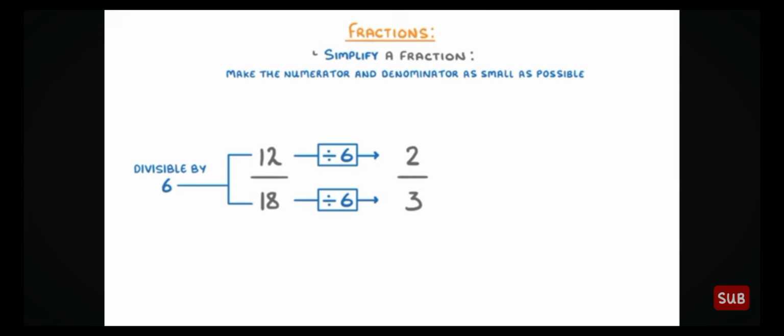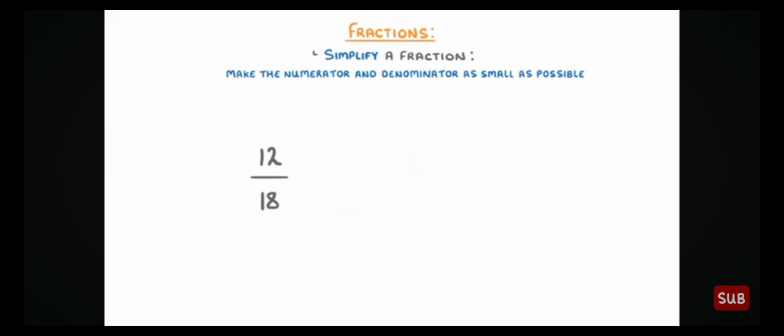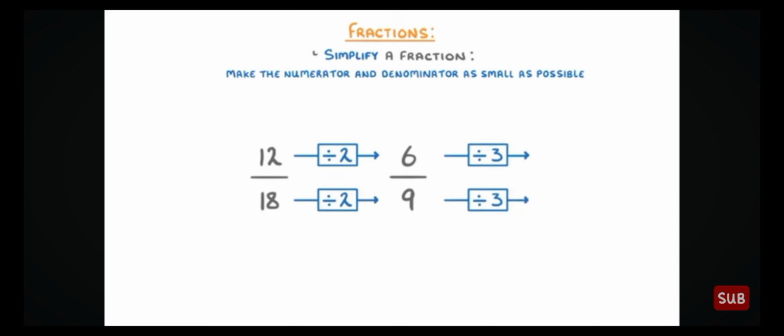If you didn't know that both of them were divisible by 6 though, you could have divided them both by a smaller number like 2 to get 6/9, and then divided them both by 3 to get 2/3. You basically just keep on dividing them until you can't go any smaller.